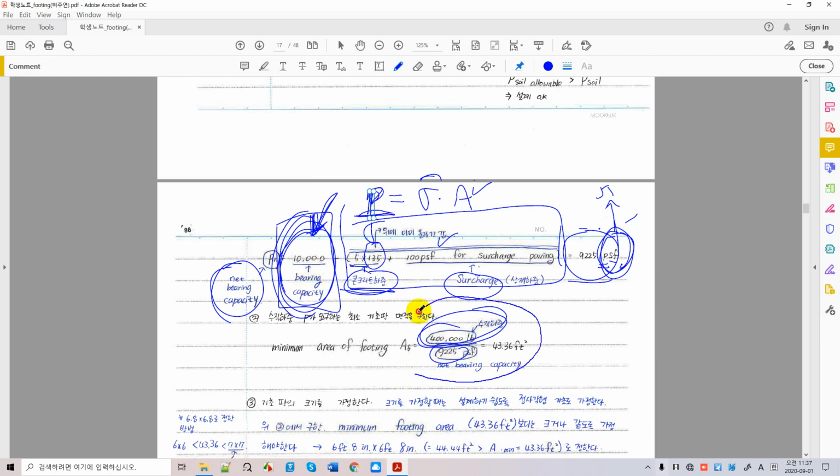Now you end up with the size of the foundation initially. We have to check a few more things from there, but this is a very important first step that you have to go through.